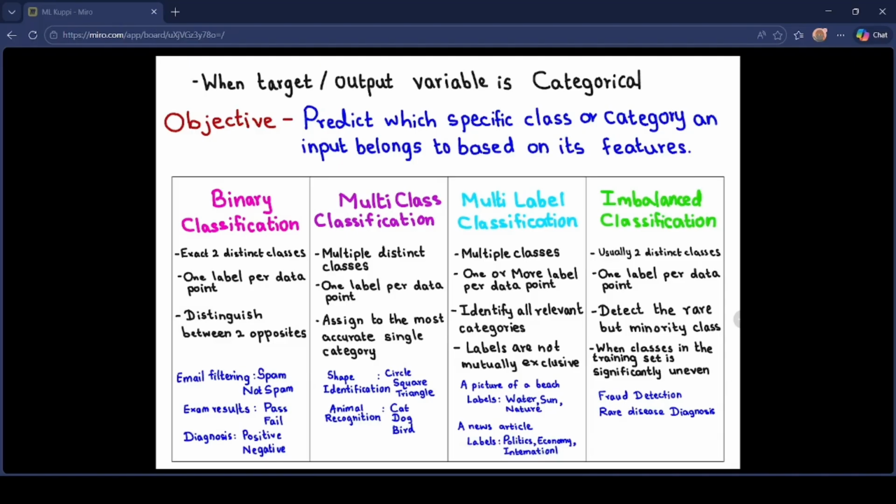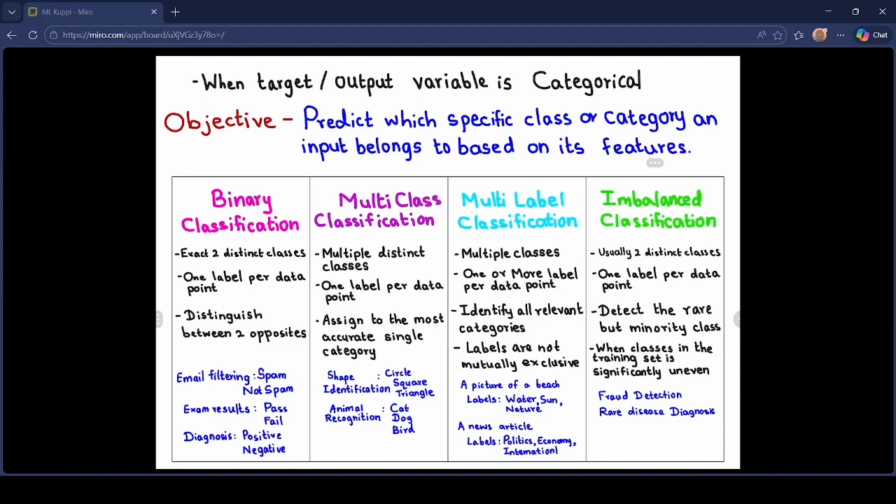In a binary classification problem, we have only two distinct classes. Two distinct classes means there are no overlaps, so one data point cannot fall into two classes. One data point only has one class, male or female. That might not be the best example these days, so we'll go for other things like email filtering, spam or not spam, and in an exam result, pass or fail. There can't be a student who is pass and fail at the same time. So it has to be two distinct classes, binary, and one label per data point. Here we are going to distinguish between two opposite situations, 1 or 0 situations.